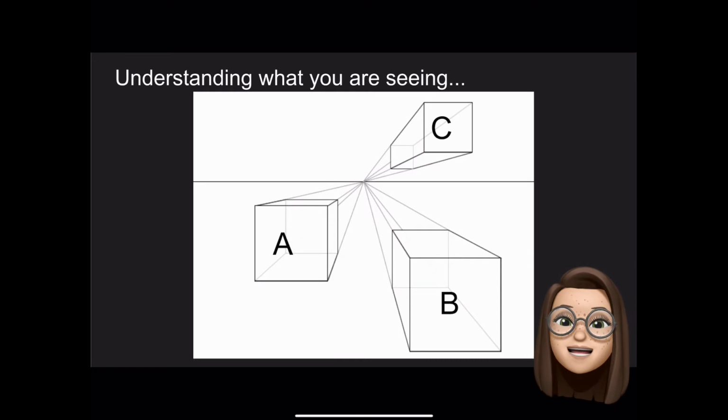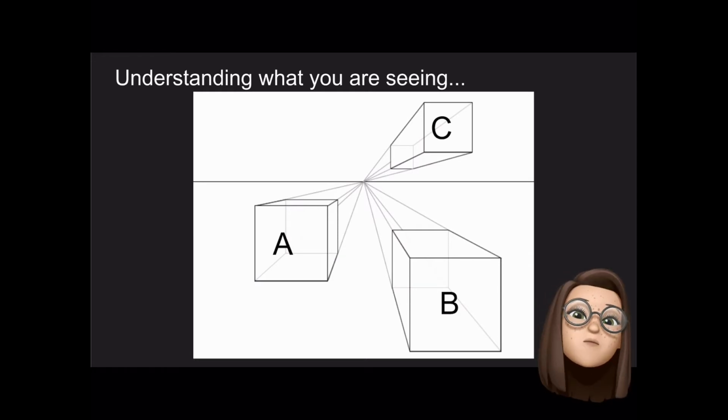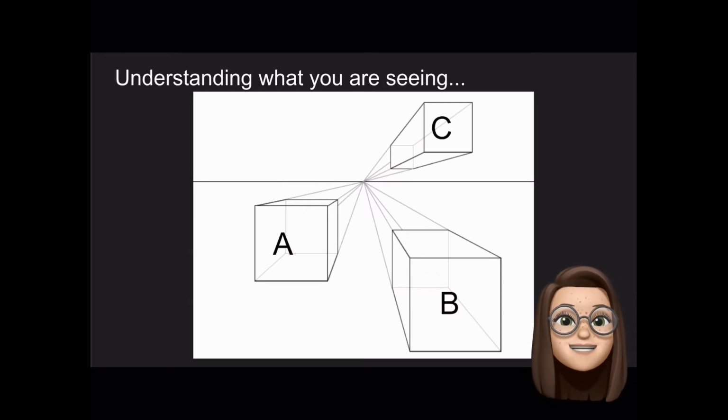So let's look at these three blocks and make sure you are understanding perspective. The one that is closest is block B. That is closest to us. It's furthest down the page, it's closest to us. The one that is up in the air would be block C, because we could see the bottom of that block. And then the one that's in between is block A.